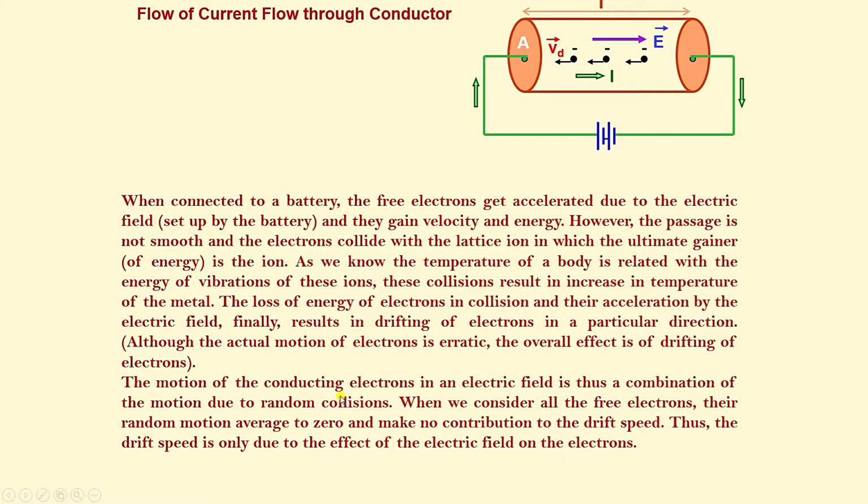The motion of a conducting electron in an electric field is thus the combination of motion due to random collisions and the field. When we consider all the free electrons, their random motion averages to zero and does not contribute to the drift speed. Thus, drift speed is only due to the effect of the electric field on the electrons.